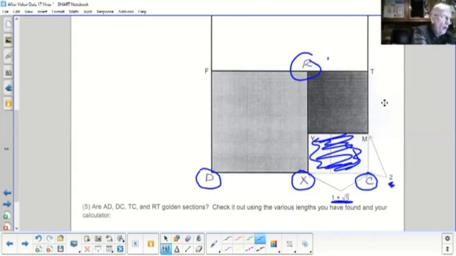So this would be 1 plus the square root of 5. And this would be 1 plus the square root of 5. Now, that's the case, all right? How long is it from T to C? Well, it would be 2, the distance from M to C, plus 1 plus square root of 5, which is the distance from M up to T.